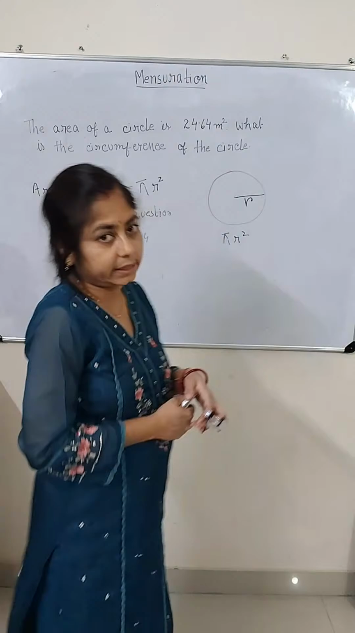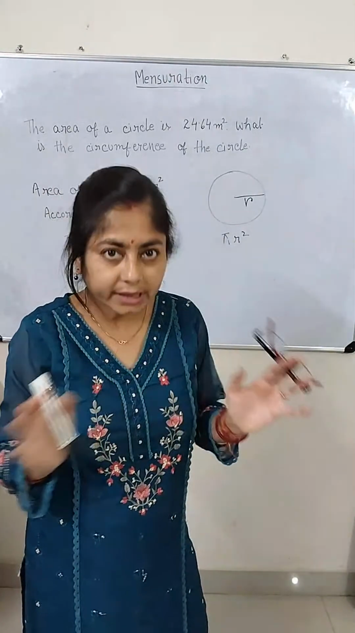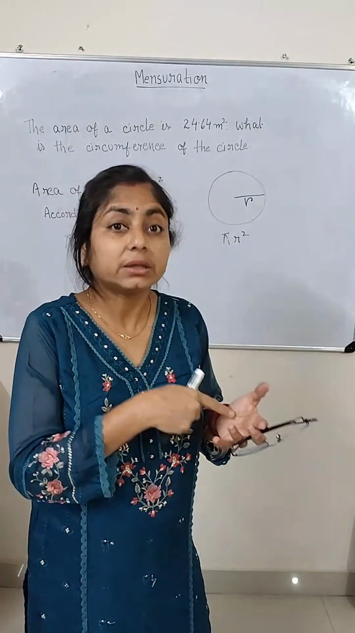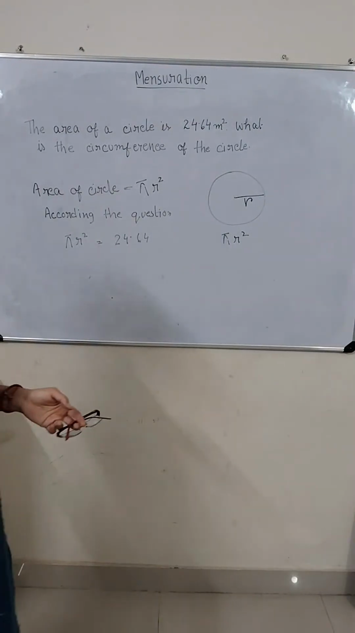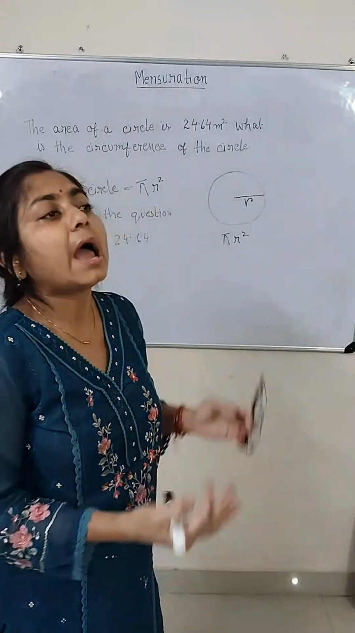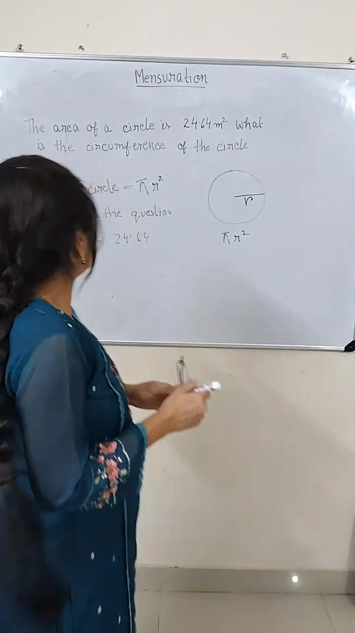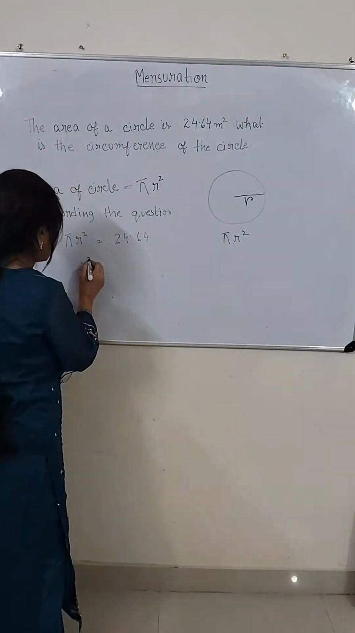I tell one thing: if there is a decimal, don't get confused. What I am doing is the way you complete your maths. You just remove the decimal and write 100. So now I find out the r square.